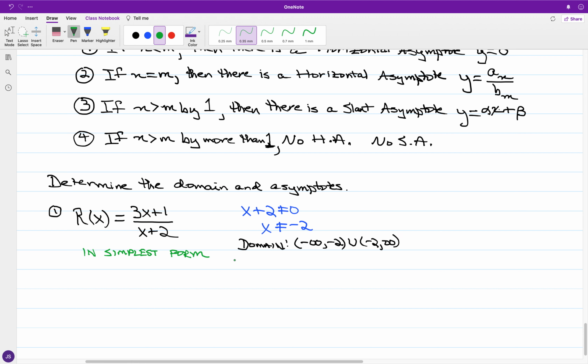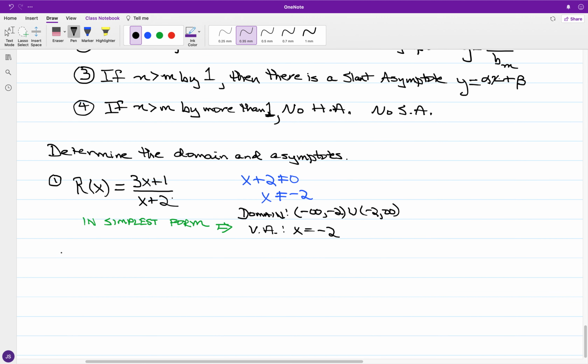And since the rational function is already in simplest form, x plus 2 remains, and so we'll have a vertical asymptote with x equal to negative 2. Now, where the other asymptotes will come in, possibly. Okay, so you have r of x is equal to 3x plus 1 all over x plus 2.